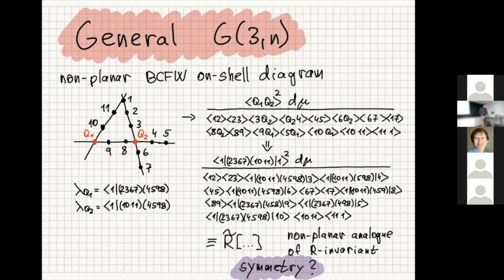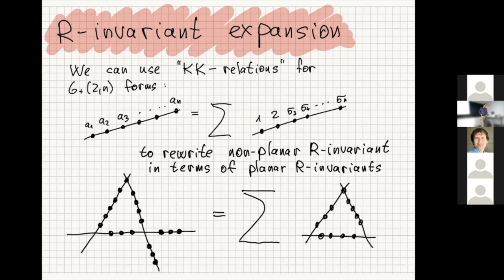Now, unlike in the R invariant case, there is some important numerator which is necessary there to cancel double poles in the denominator. Anyway, I think I will skip this story. But one important thing is that despite these expressions not being R invariants and corresponding to these non-planar configurations, we can use some trick, it's not a trick, but it's very well known, KK relations, for each of the lines separately.